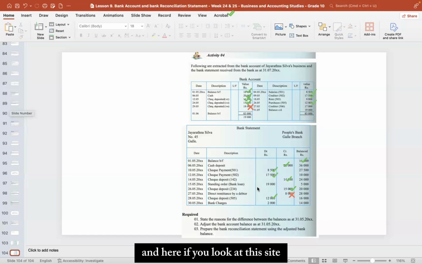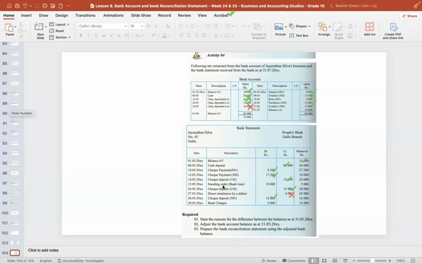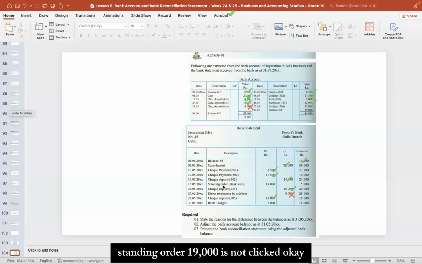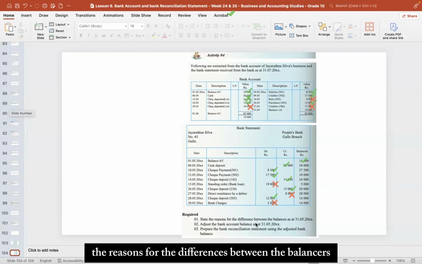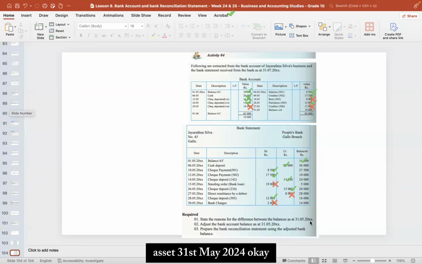Okay. And here, if you look at this side, standing order 19,000 is not ticked. Okay. And bank charges 2,000 is not ticked. So for those items, we'll put a cross. Okay. Rent and creditors. Now they are asking to state the reasons for the differences between the balances as at 31st May 2024. Okay, they are asking the reasons. Now, can you tell me what are these reasons?